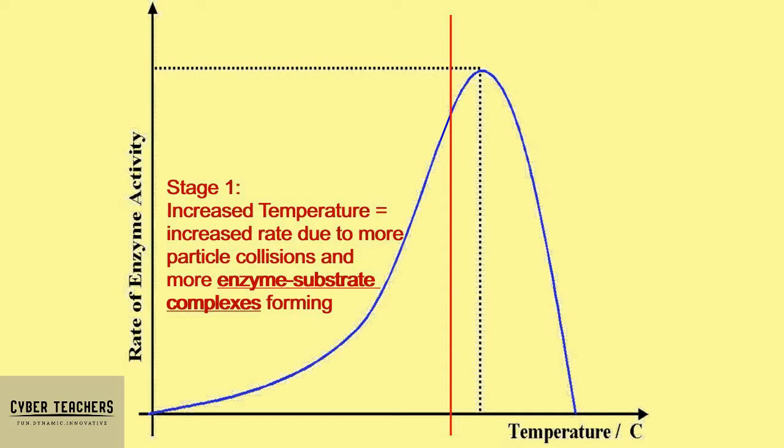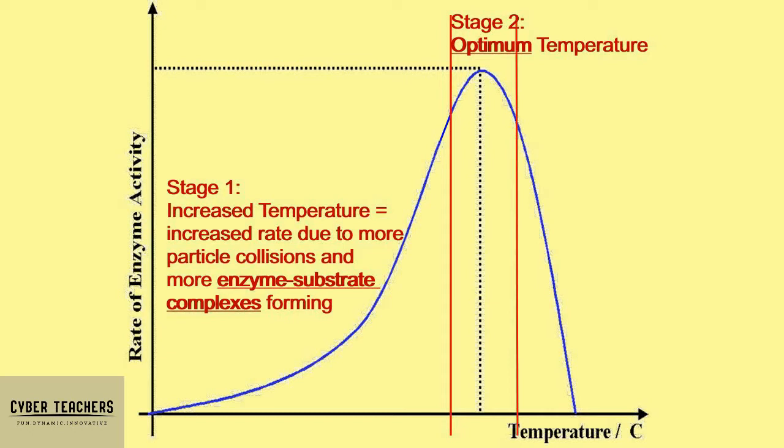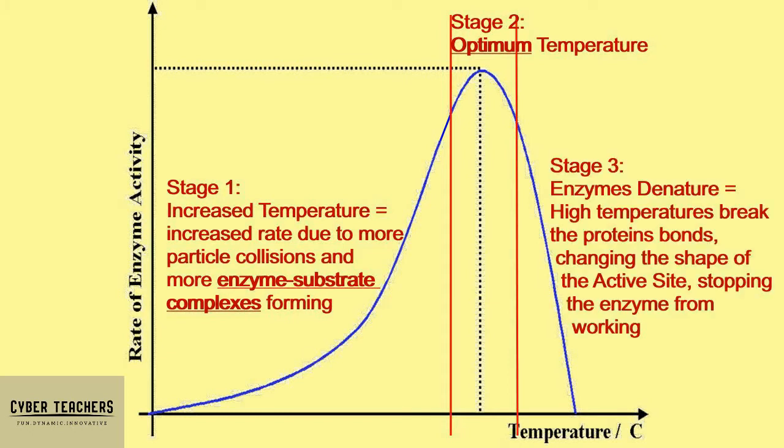Then in the second part of the graph we reach the top of the curve where it's at its optimum temperature. This is where the reaction's working as fast as possible. And in the third part we can see that the reaction stops very quickly as the enzyme denatures, as the temperature and the thermal energy has got too high.